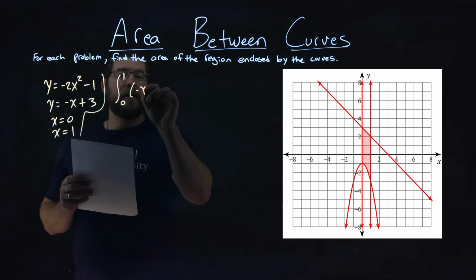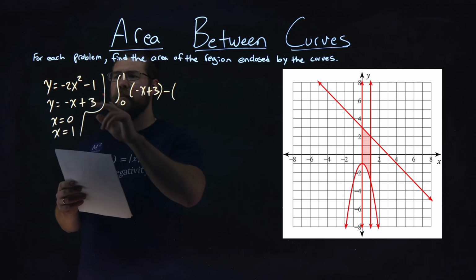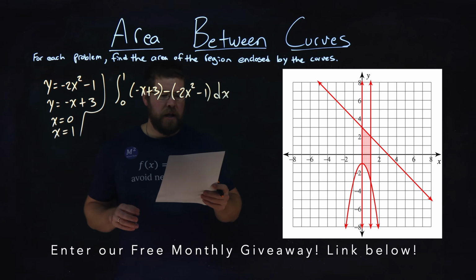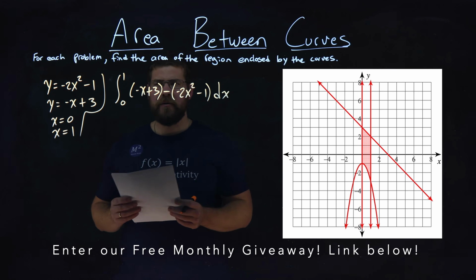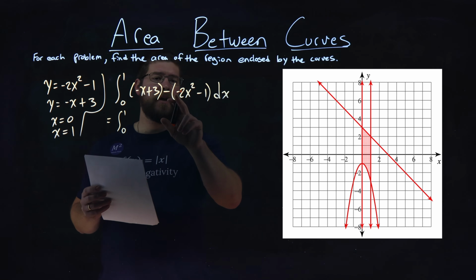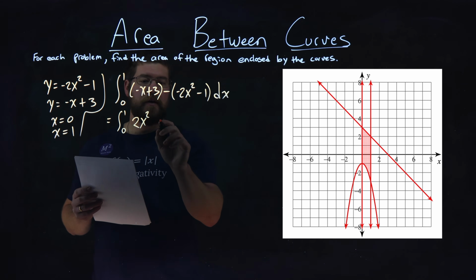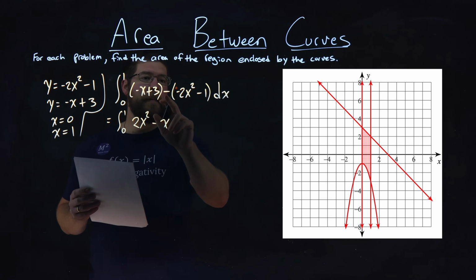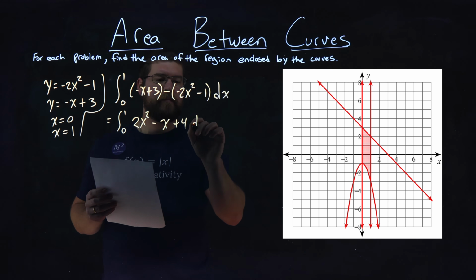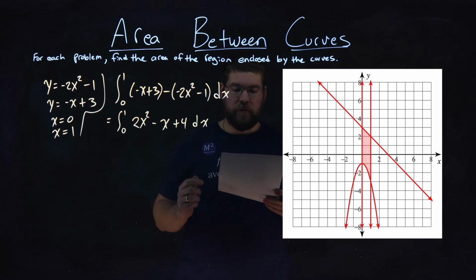So we have a negative x plus 3 here, minus the other equation, the bottom one, negative 2x squared minus 1 dx. Now I like to simplify this before we take the integral, it's just easier. So we have the integral from 0 to 1, and let's combine our like terms. Negative, negative 2x squared is a positive 2x squared. Then we have a minus x right here as the next term down, and then 3 minus a negative 1, plus a positive 1, so a 3 plus 1 is a 4. So now we have an integral from 0 to 1 of 2x squared minus x plus 4 dx.